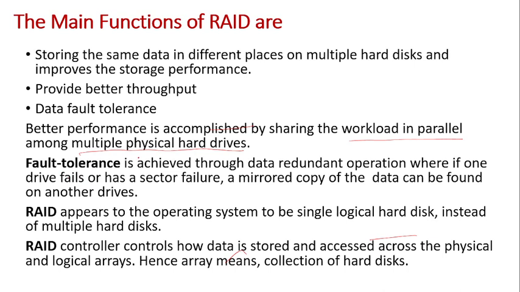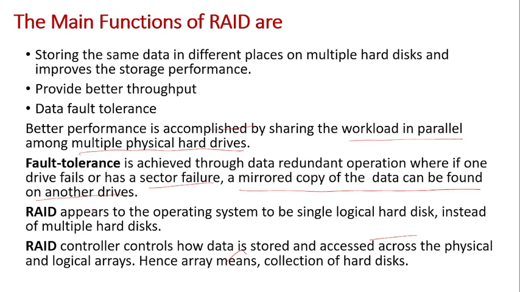The fault tolerance is achieved through the data redundancy operation, where if one drive fails, as in a sector failure, the mirrored copy of the data will be found in another drive. That means a copy will be stored in the other disk, so that if in any circumstances one of the disks fails, the copy of the data will be saved so that it can be retrieved.